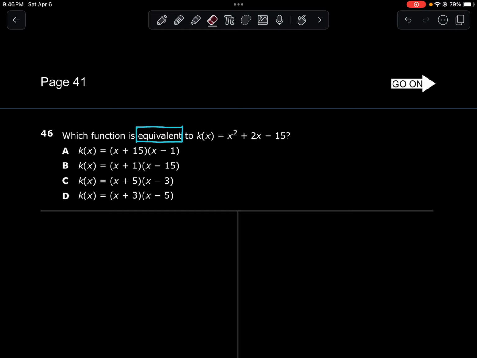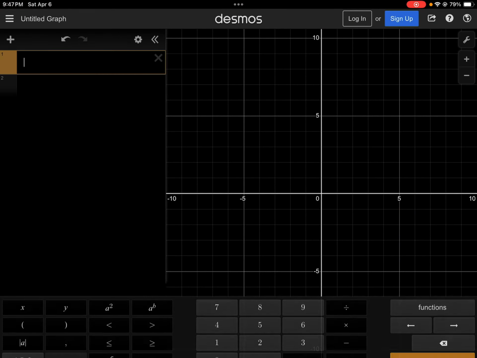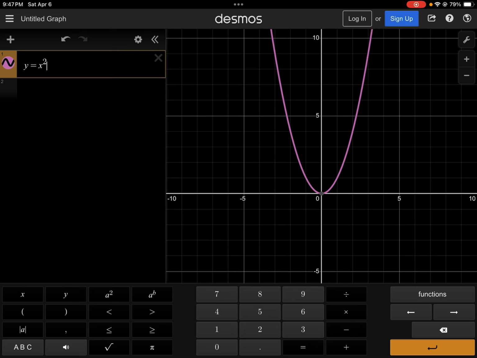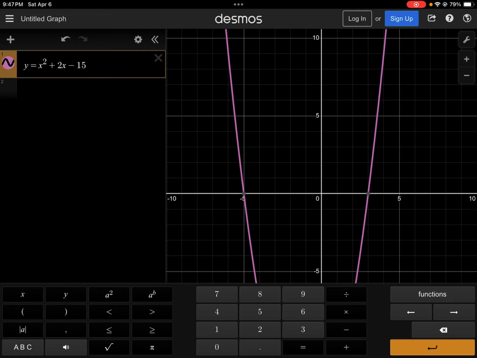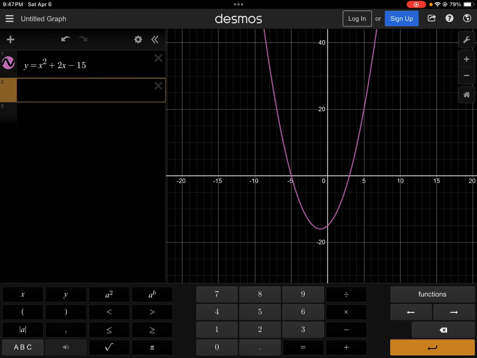Let's do this. It says k of x, but I'm just going to put y. It's not going to make a difference. x squared plus 2x minus 15. That's the given one, and I can make it more visible by changing the scale.